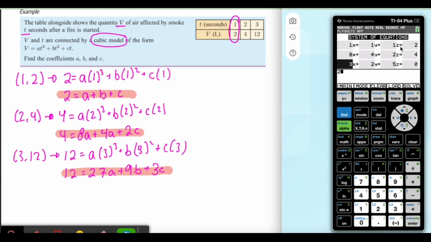Third equation, 27, 9, and 3, and that is equal to 12. And then I can click on solve, and I get the values for A, B, and C in my situation.